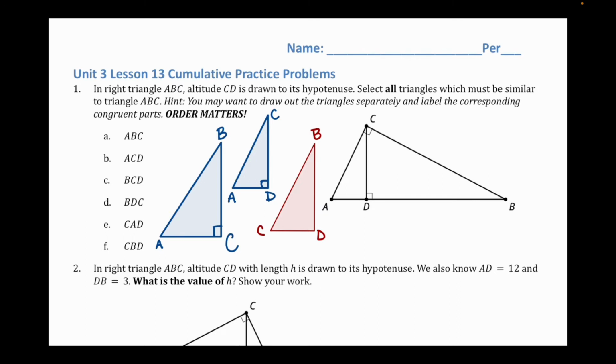So if we're asking what is similar to ABC, we're going to go in that same order around these. ABC is going to be similar to ACD. And then here, that's going to be CBD. And it's going to be similar to itself, right? So we can say ABC is similar to ABC, but those are the three similar triangles: ABC, ACD, and CBD.